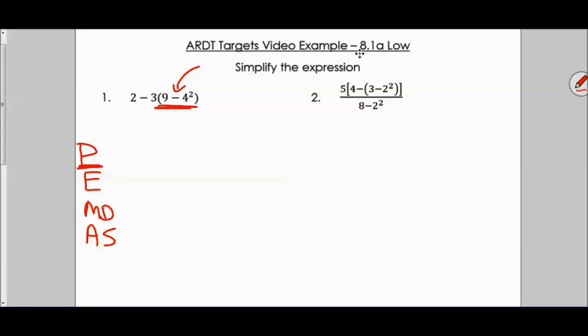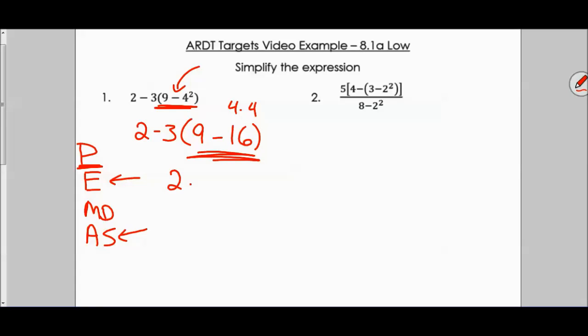Inside of the parentheses, we actually need to follow order of operations also. So we see that we have subtraction and exponent. We're going to do every exponent before we do any subtraction. So we have 2 minus 3 on the outside, that didn't change, and it's now 9 minus 16. That's just 4 times 4. So we did the exponent part of that. We haven't finished everything in the parentheses, though. We still have this minus inside of there.